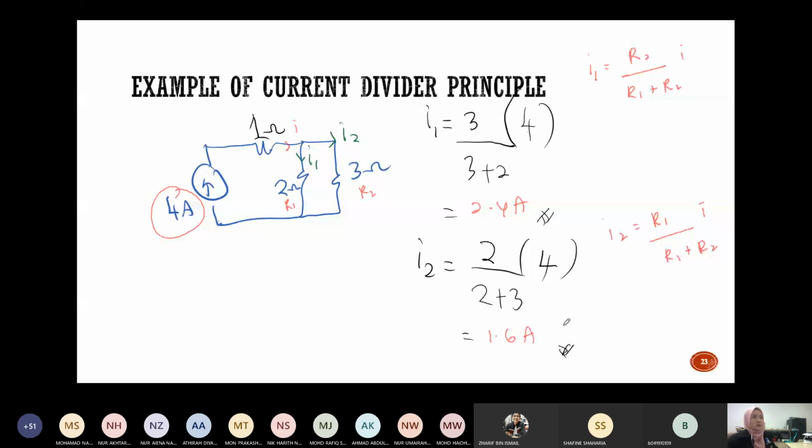Not simpler, but faster to calculate using current divider and voltage divider. Okay, so next let's look at example 2.12 at page 50.